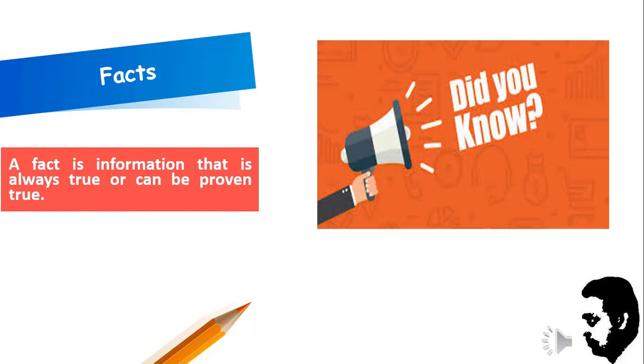The first persuasive technique is facts. Using facts as a persuasive technique has always been used because it's very convincing. But what is a fact? A fact is information that is always true or can be proven true.